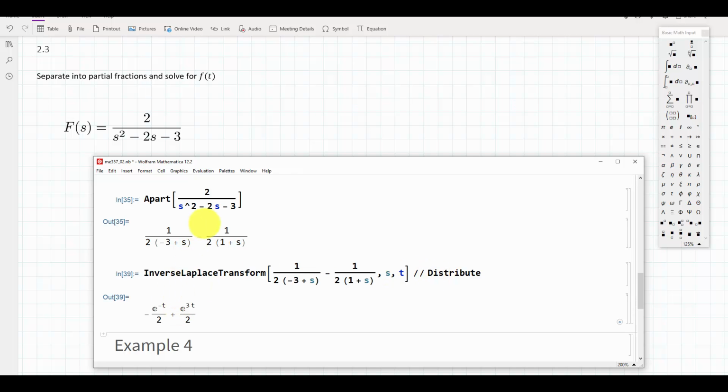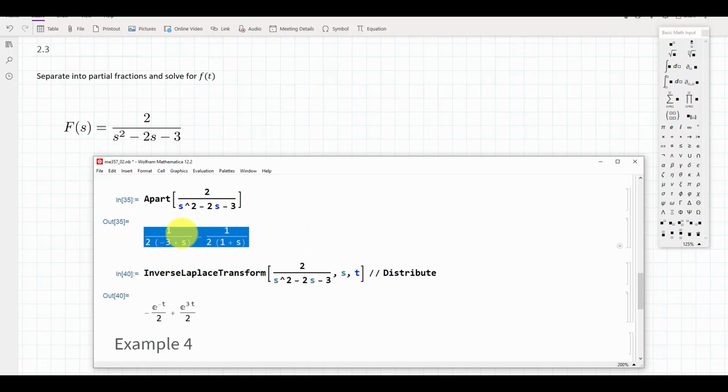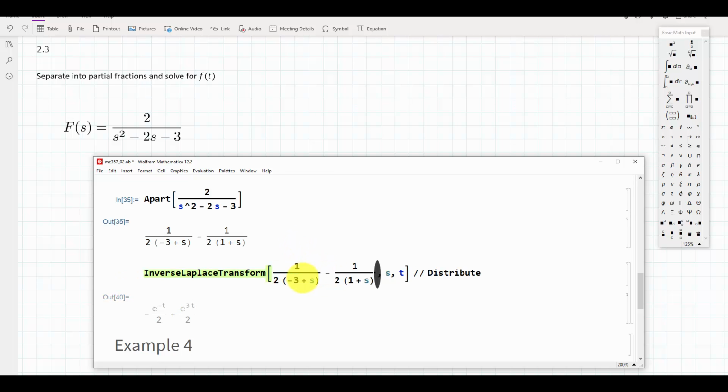Now, I could put in just that original function, and it should probably be able to do it directly without having to separate it into partial fractions. And we see that actually it can do it directly as well. Sometimes it's going to have problems doing that because it's not going to figure out that it could have done a partial fraction, but usually it's pretty good about understanding those types of things and figuring out how to do the inverse Laplace transform.